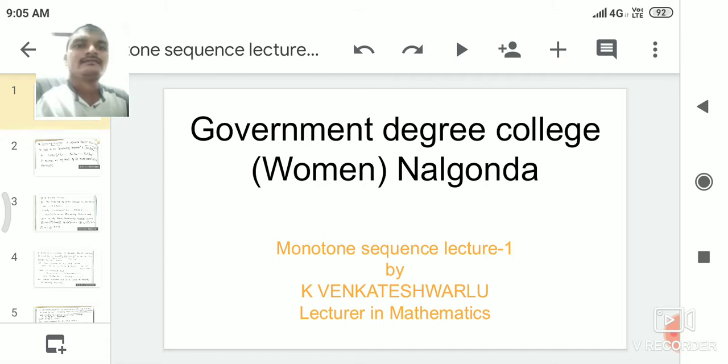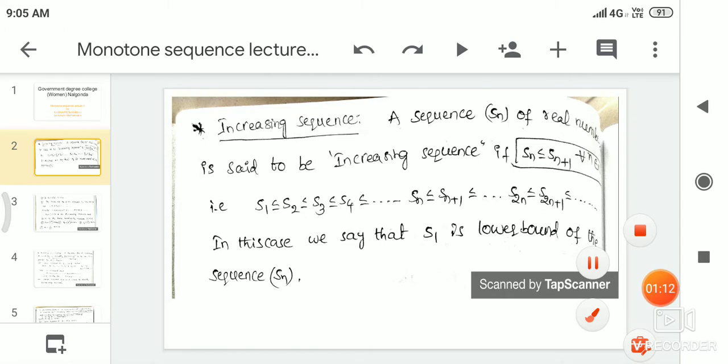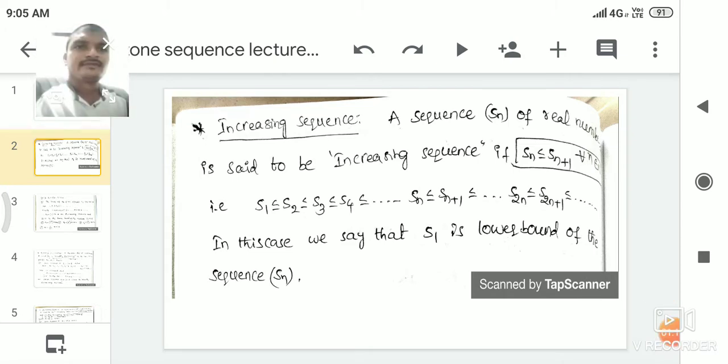Now we see monotone sequence. Before going to monotone sequence, we discuss increasing sequence and decreasing sequence. After that we go for monotonic sequence. Increasing sequence: a sequence Sn of real numbers is said to be an increasing sequence if Sn is less than or equal to Sn plus 1 for all n belongs to N.